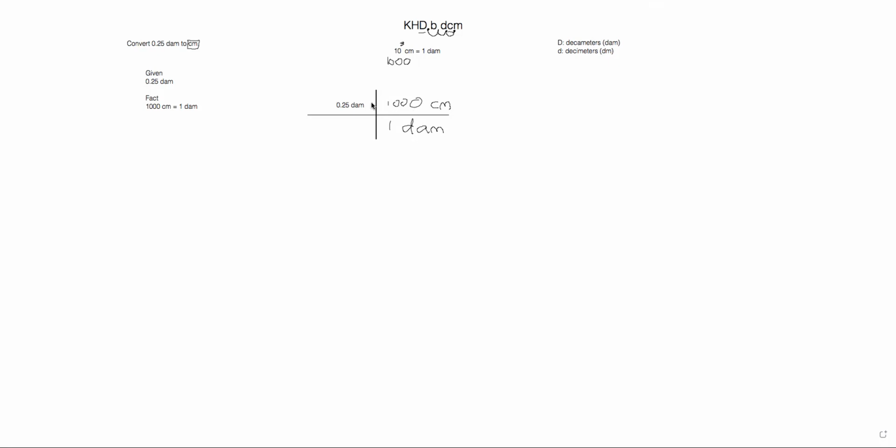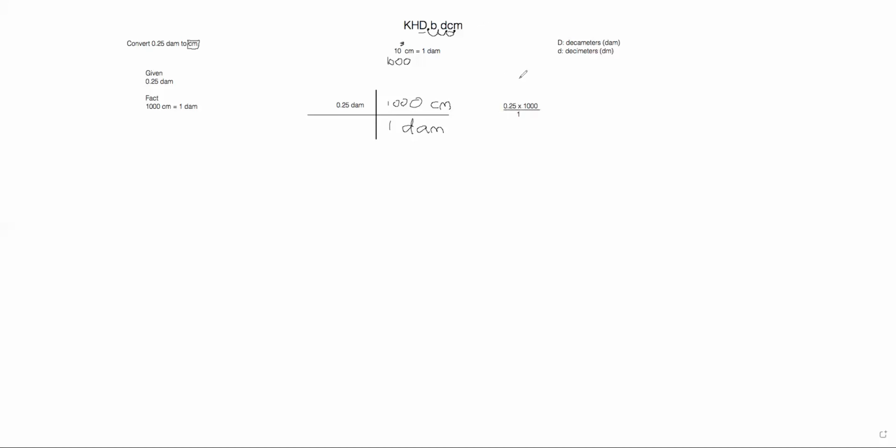So every time we move to the right, we multiply. And then every time we move down, we divide. So we're going to deal with our numbers first and then our units. So we have 0.25 times 1,000, and then we have that number divided by 1. Move to the right, we multiply. Move down, we divide. So we have 0.25 times 1,000, and then that just divided by 1.